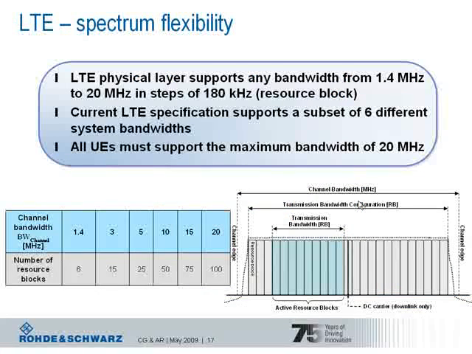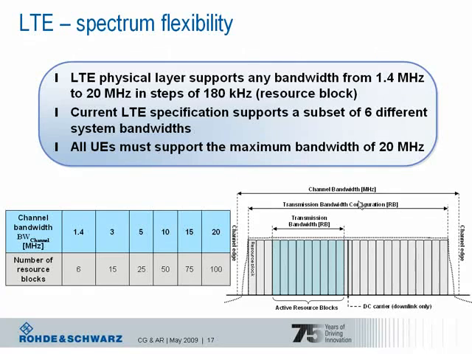Now let's have a closer look at the spectrum flexibility in LTE. We have seen that the physical layer supports any bandwidths from 1.4 MHz to 20 MHz in steps of 180 kHz, which is the resource block definition. But we've also seen that the current LTE specifications support a subset of 6 different system bandwidths for FDD and TDD, as they are also shown in the table.